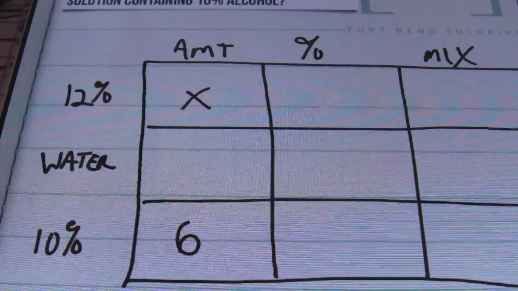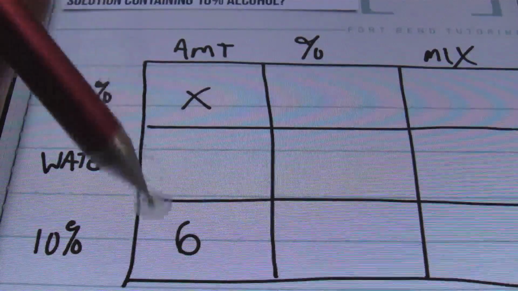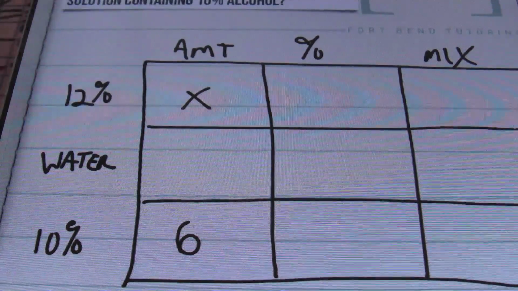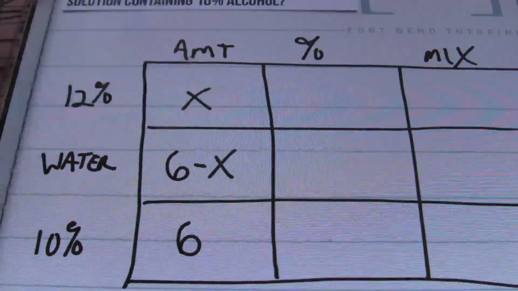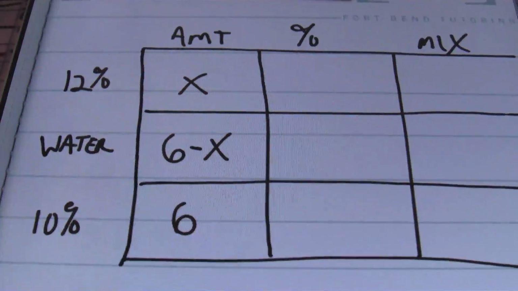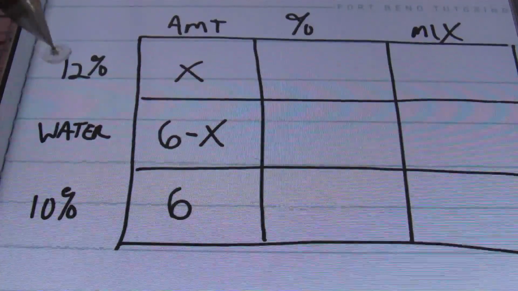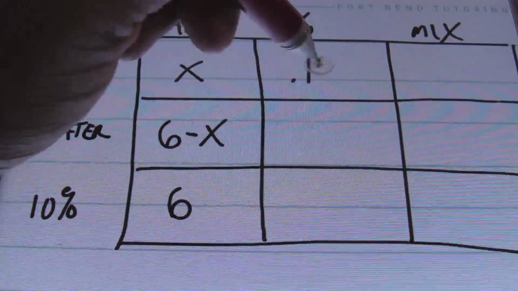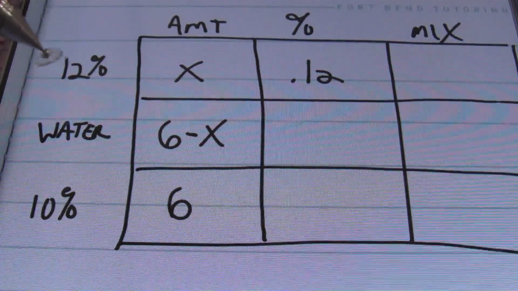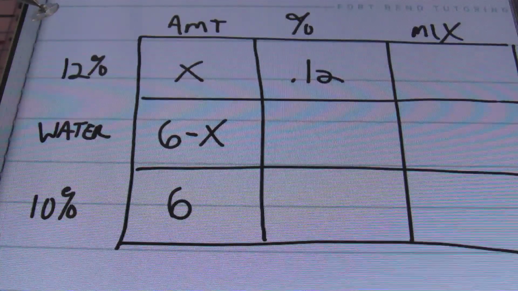I don't want to use a different variable, so I'm going to say that the difference of the 6 and the x is going to be the amount of water I need. So this is going to be 6 minus x right here. We'll then change all of our percentages into decimal notation. So 12% written as a decimal is going to be 12/100ths. And ladies and gentlemen, my percentages are percentages of alcohol.